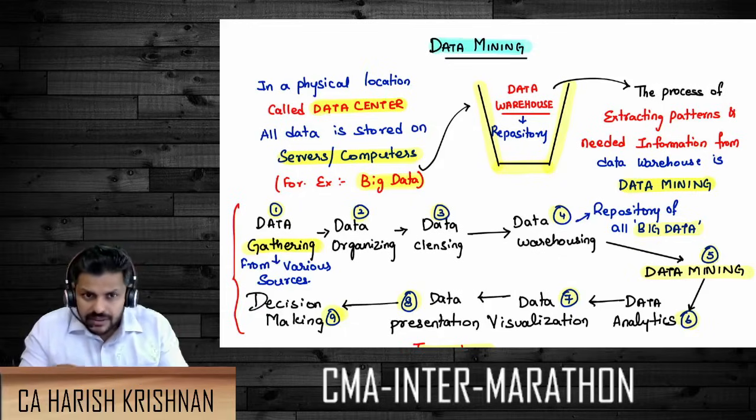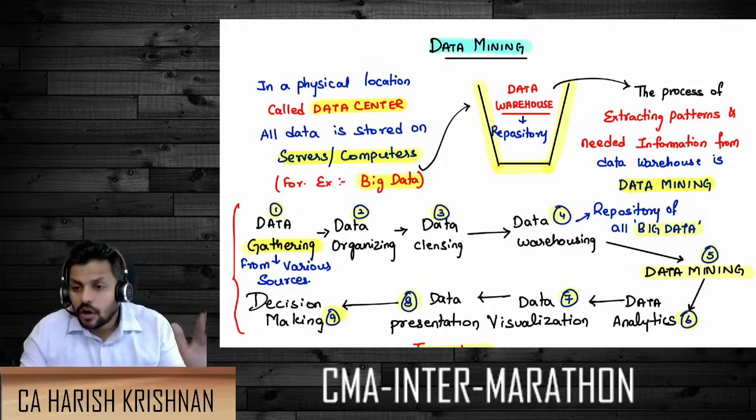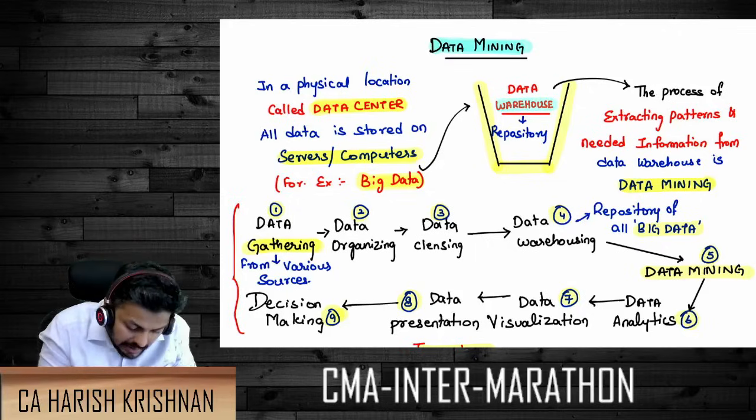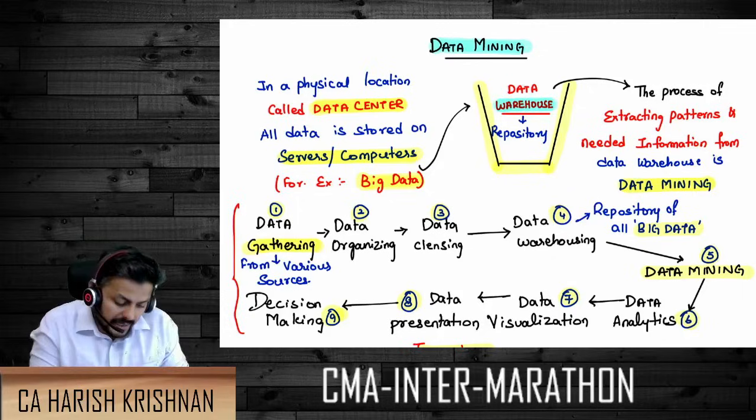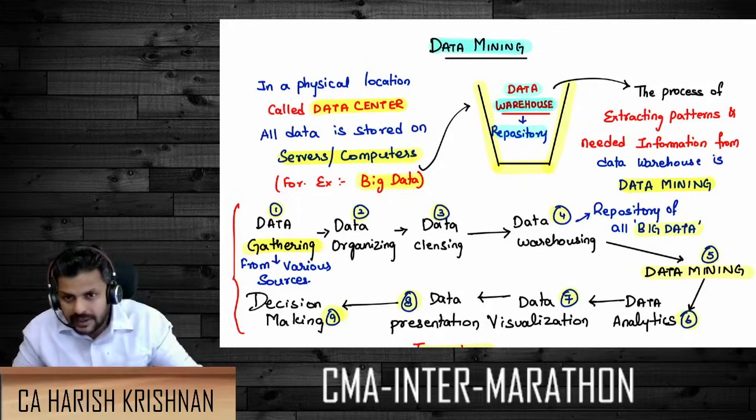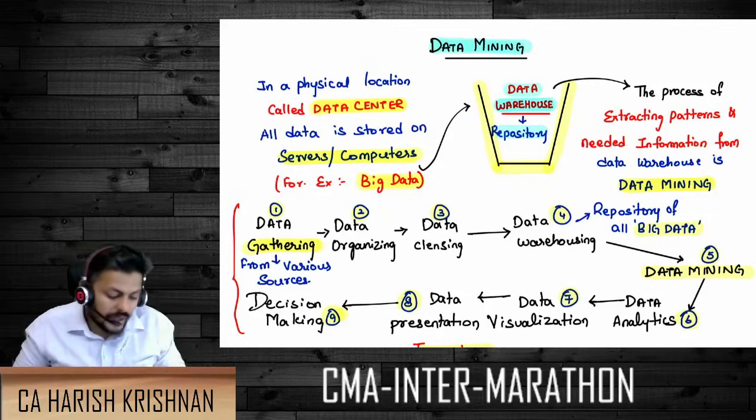So in a physical location called the data center, all the data is stored on servers or computers, wherein that place technically is known as a data warehouse. That place technically is known as what? A data warehouse, which is a huge repository, meaning a place where all the data is stored. There's a huge repository of all the data.